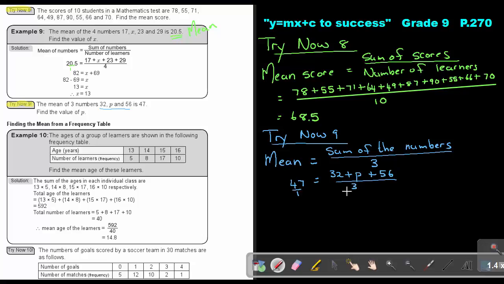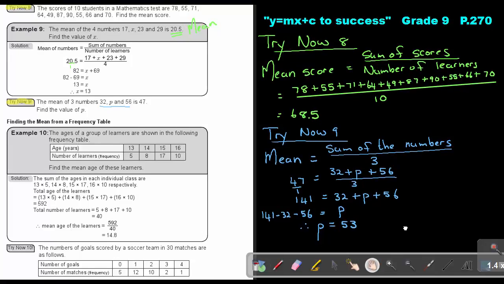Put it over 1, cross multiply, and if I do this, 47 times 3 will be 141, and this will be 32 plus p plus 56. So to get the value of p, it's 141 minus 32 minus 56. And so therefore, the value of p will be 53. And again, you can say 32 plus 53 plus 56, divide by 3, and see if you come to 47.